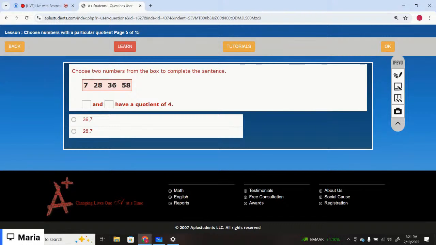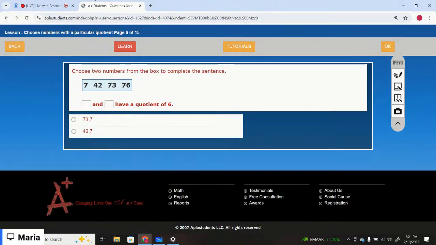Choose two numbers from the box to complete the sentence. Option number 2 is the correct option. 7 times 4 is 28. Option number 2 is the correct option.